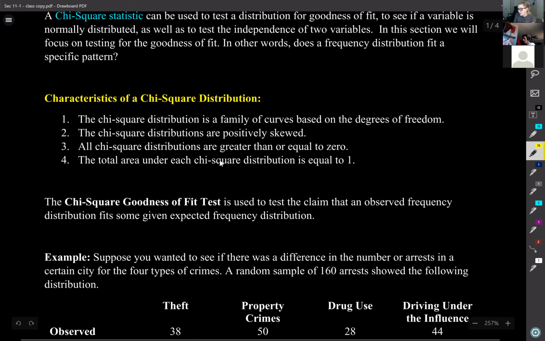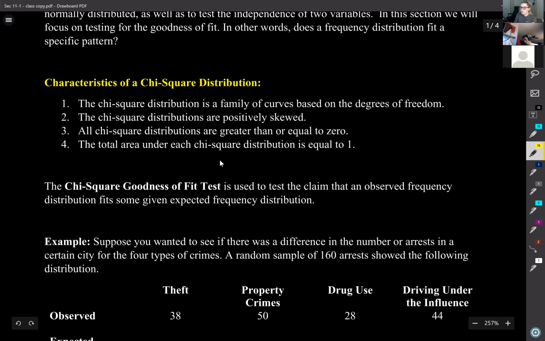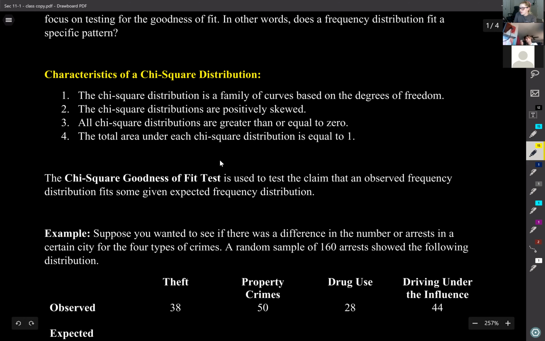The chi-square distributions are positively skewed. That's interesting because before we've just talked about the normal distribution, but this one is positively skewed, and I will draw a little graph at some point. All chi-square distributions are greater than or equal to 0, so we're not talking about any negative values here. And 4, the total area under each chi-square distribution is equal to 1. That is similar to when we've talked about the normal distribution, so the area under the curve is still equal to 1, but with a few differences.